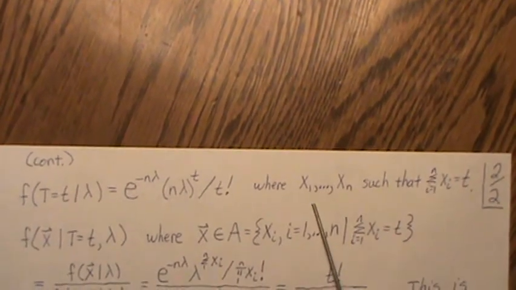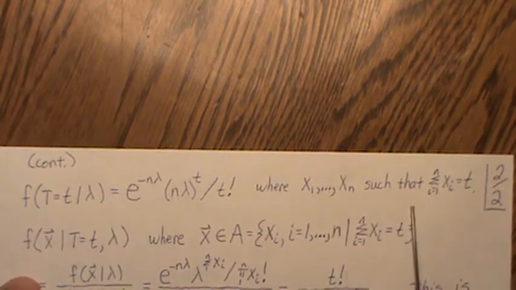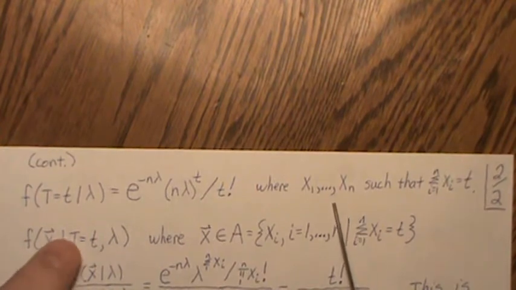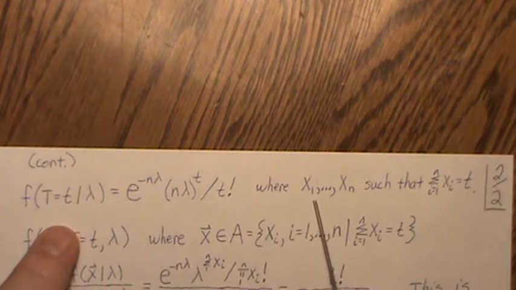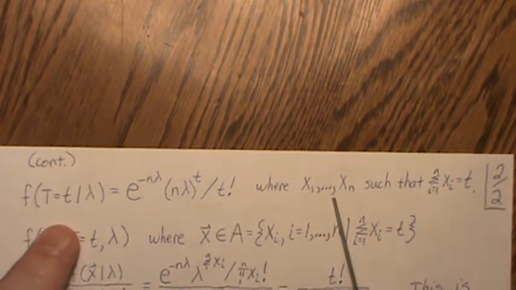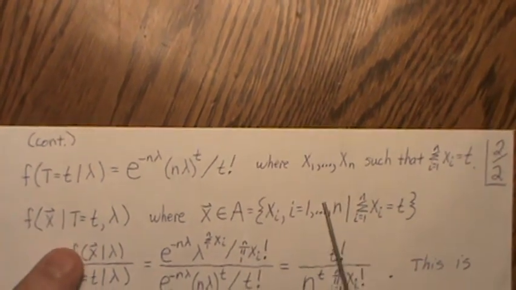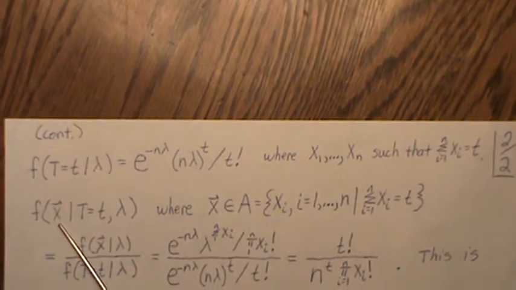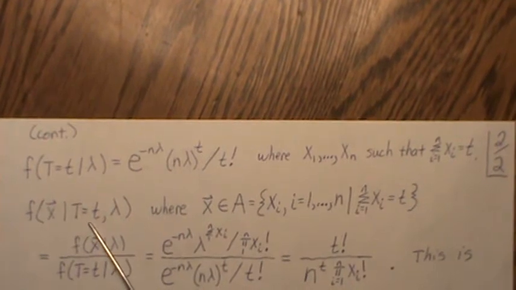And one big note though is that this is over all xi, but such that they have to sum to t. So our domain is not the original. There's a restriction that it has to sum to t. And that's actually a pretty important point when we talk about auxiliary randomization in the next section, or the bottom of this page. So here's the conditional distribution, x given our sufficient statistic.